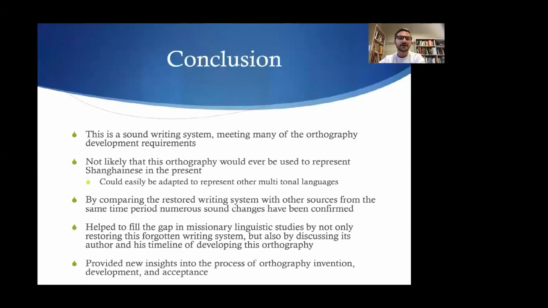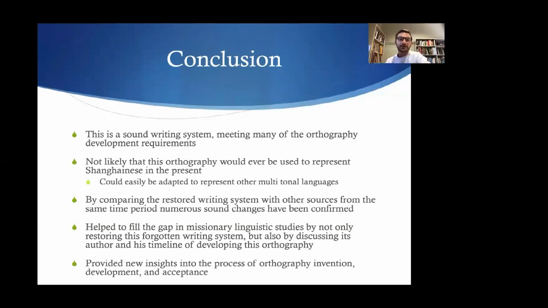So, just a quick conclusion. This is a sound writing system meeting many of the orthography development requirements, but it's not likely that this orthography would ever be used to represent Shanghainese in the present, but I hope that it could be easily adapted to represent other multi-tonal languages that are looking for a writing system.